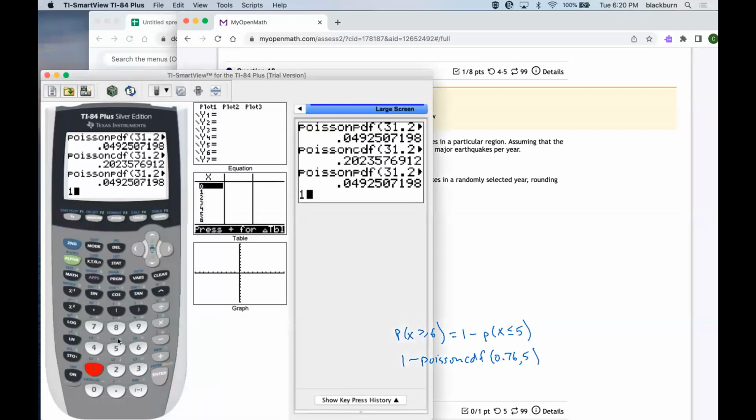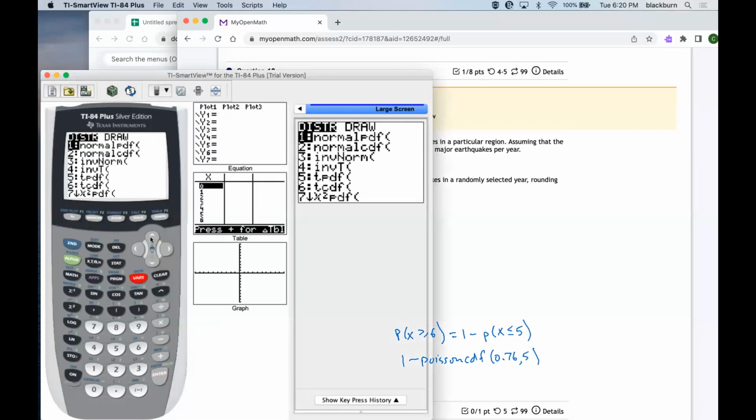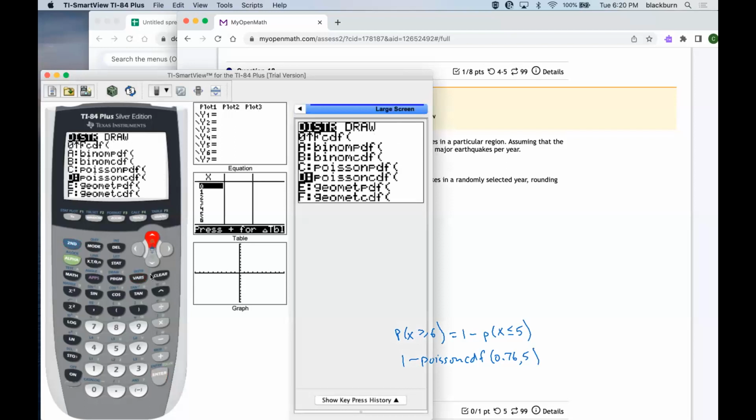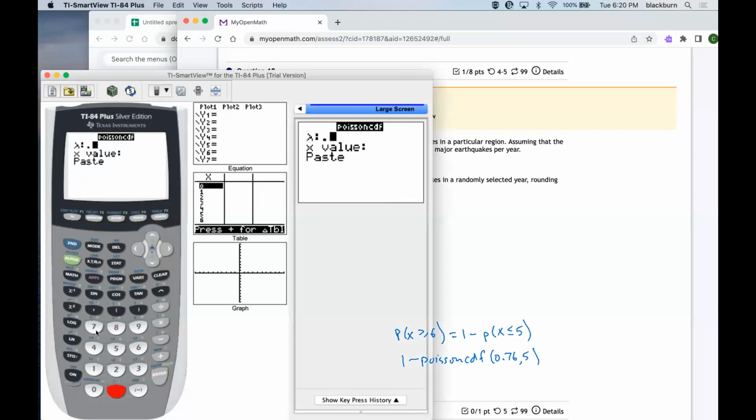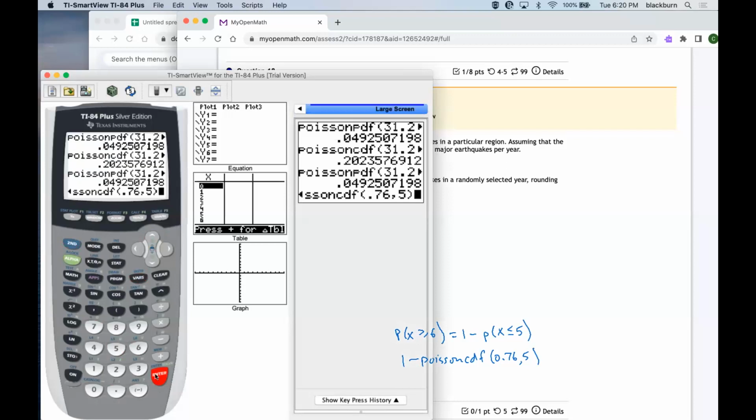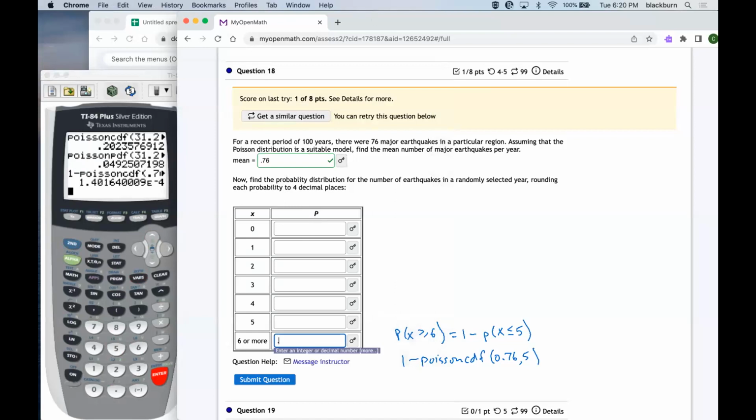Let's see, 1 minus second distribution, Poisson CDF, 0.76, 5, paste. Oh, 0.0001 then. Let's see. 0.0001. Good. It gave it to us. This E-4 is a scientific notation deal.